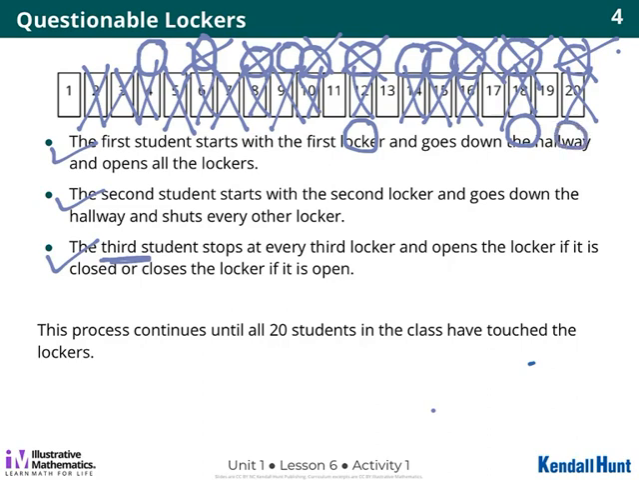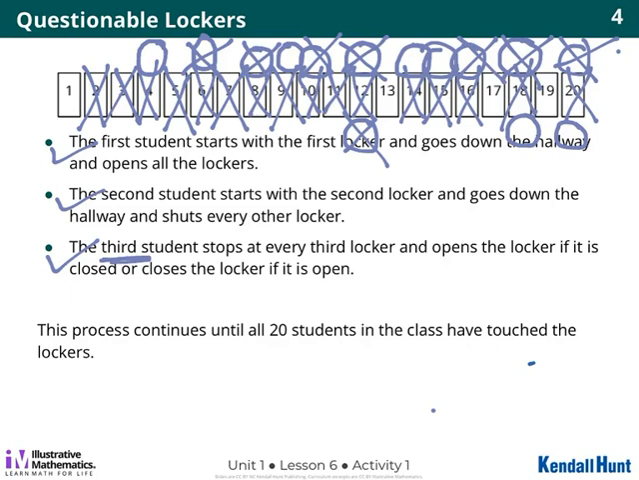Then I go to 11. I've got to close 11. What's the next multiple of 11? 22. Can't do anything else, right? Then I go to 12. I'm going to close 12 again. Is 12 getting touched a lot? Yes. So if I'm counting by 12s, what's after 12? 24. I can't do anything, right?